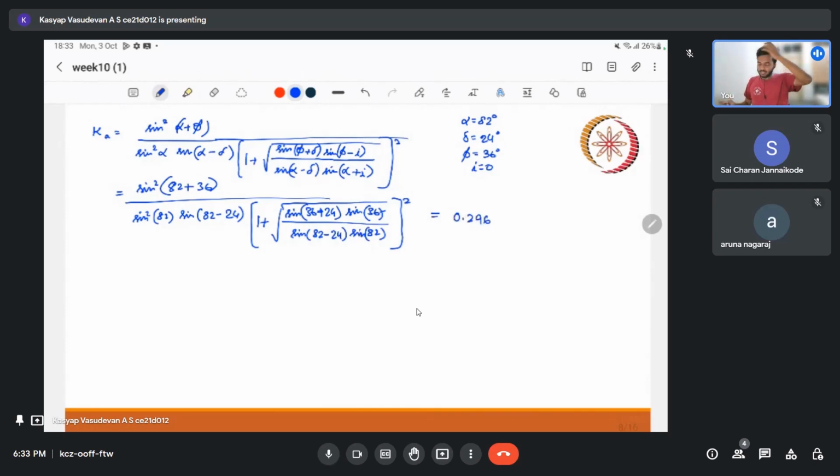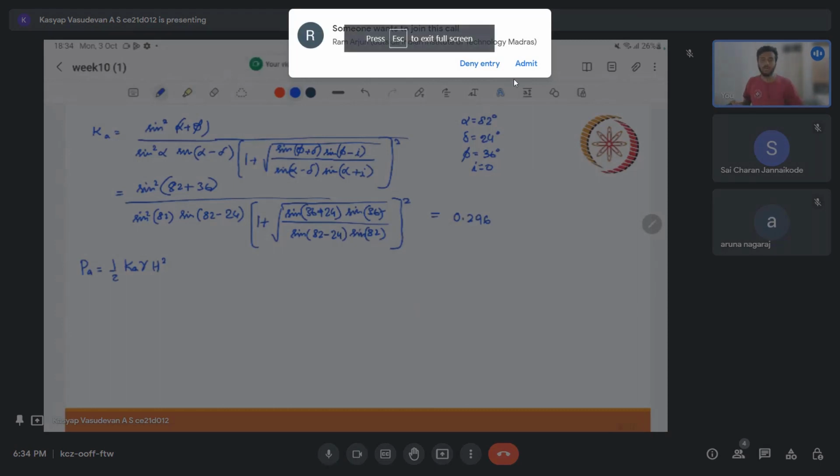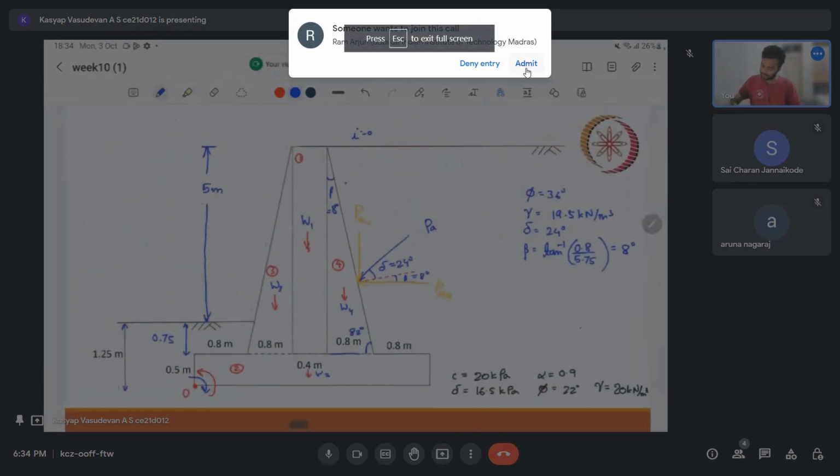So I have everything. I can directly calculate PA. Our total PA I can write as PA is equal to half into Ka gamma H square. Here my H is the whole length, that is from here to here, the base of the footing. So that is 5 plus 0.75 plus 0.5, or 5 plus 1.25, so that is 6.25.